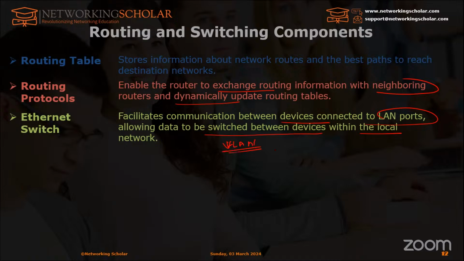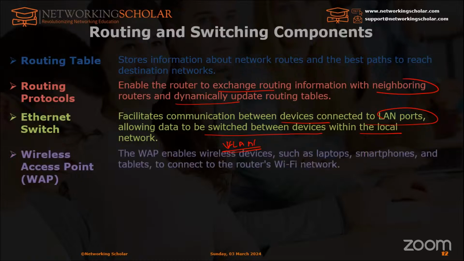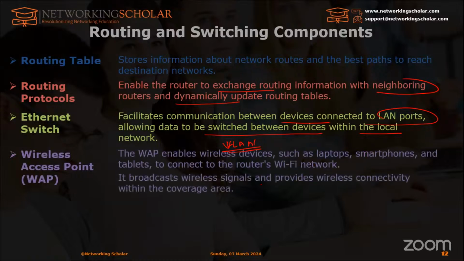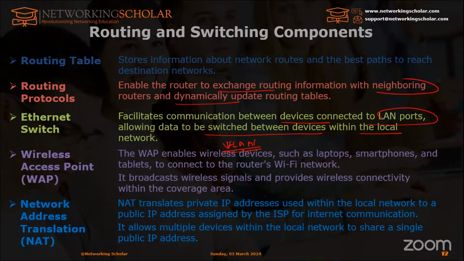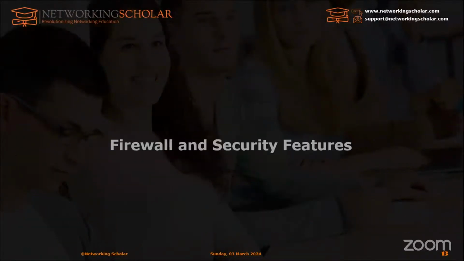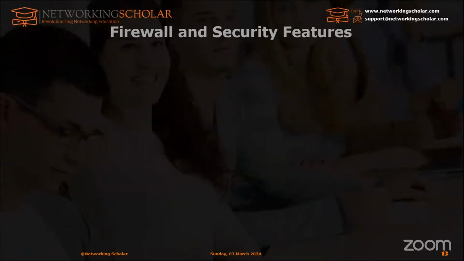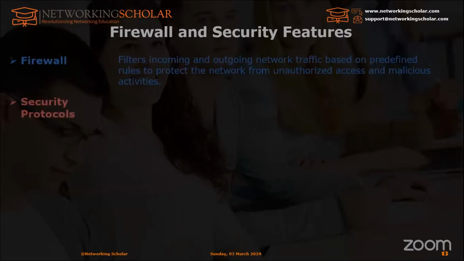Okay. Then we have a wireless access point. We already discussed it. This is a similar thing as we already discussed in the last section. Then there is NAT. We already discussed NAT as well. So this is a similar thing for NATing as well. Okay. And let's discuss security, the firewall.